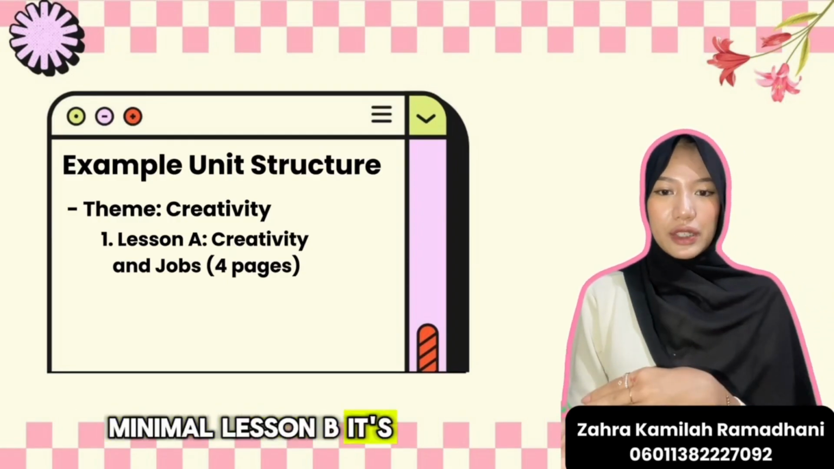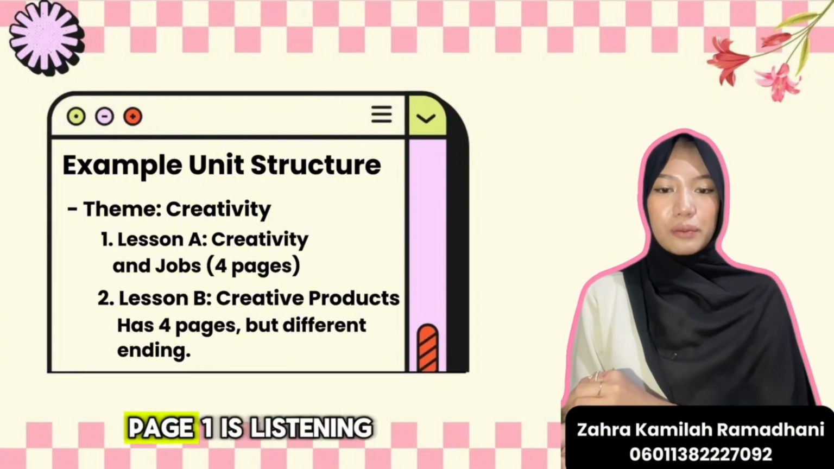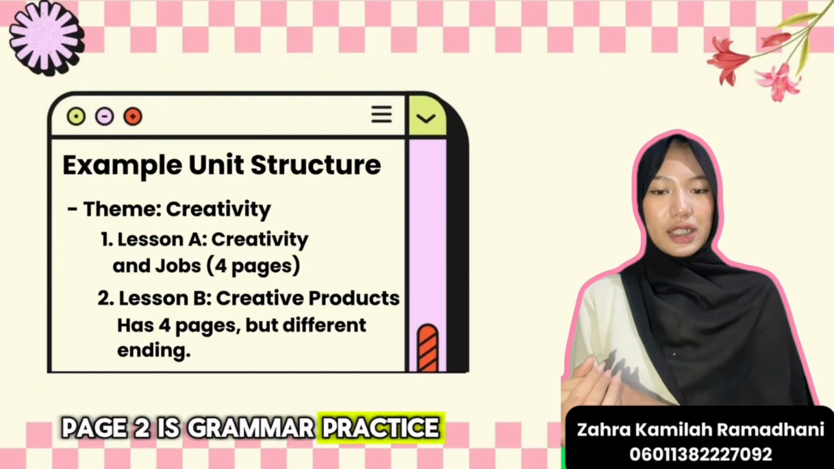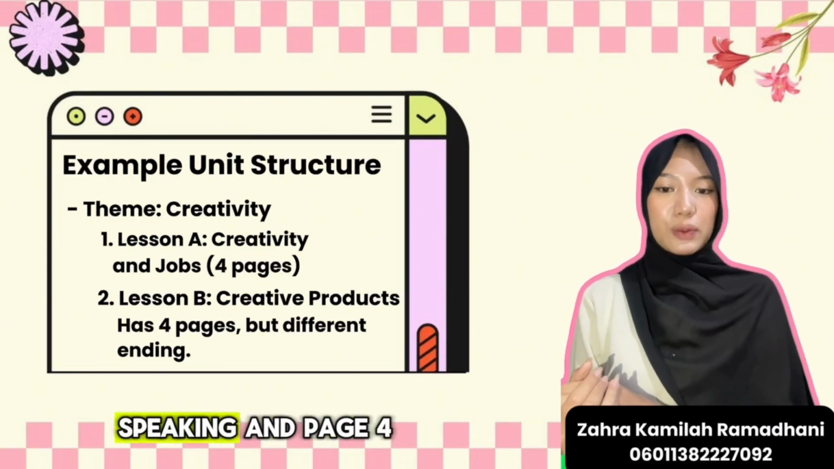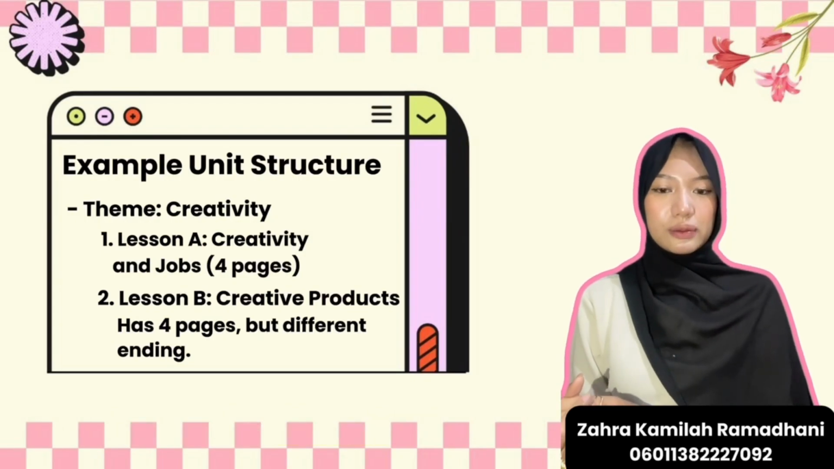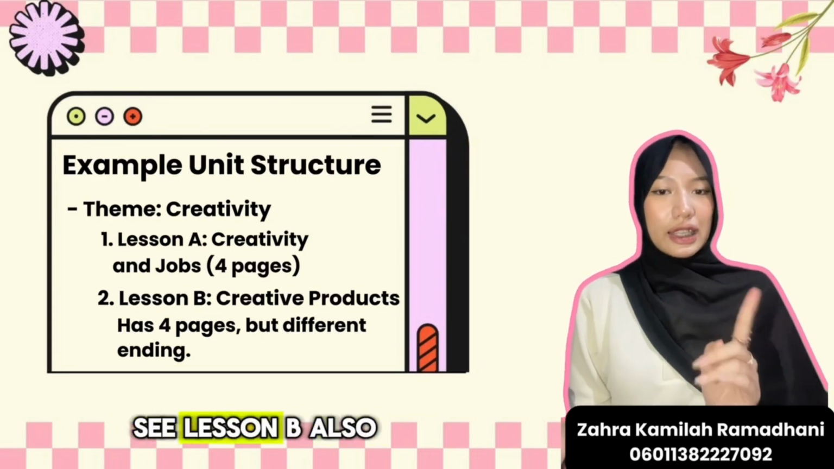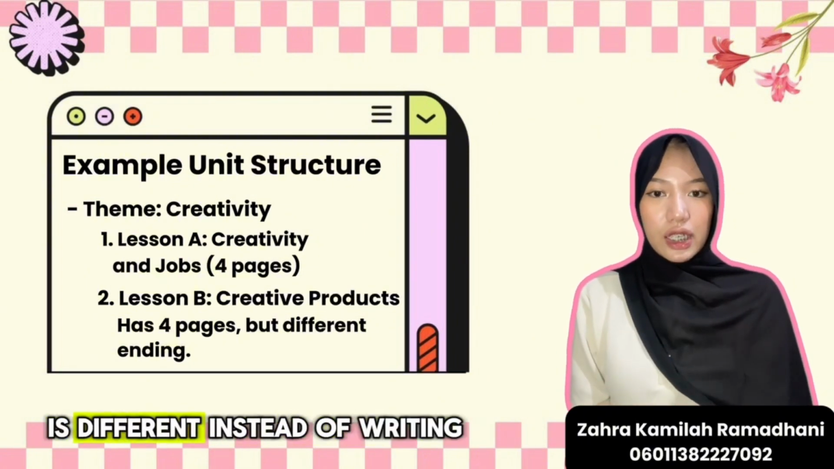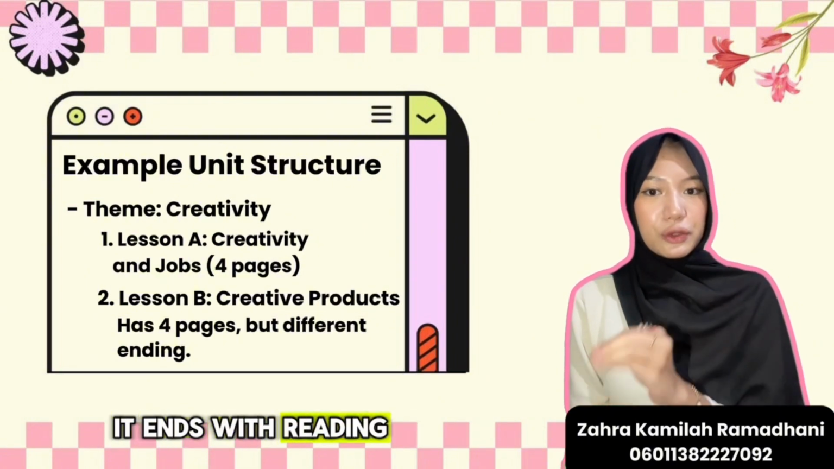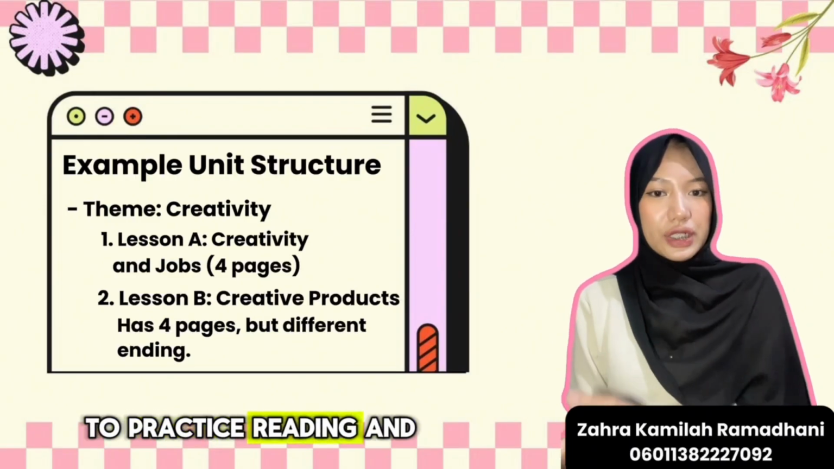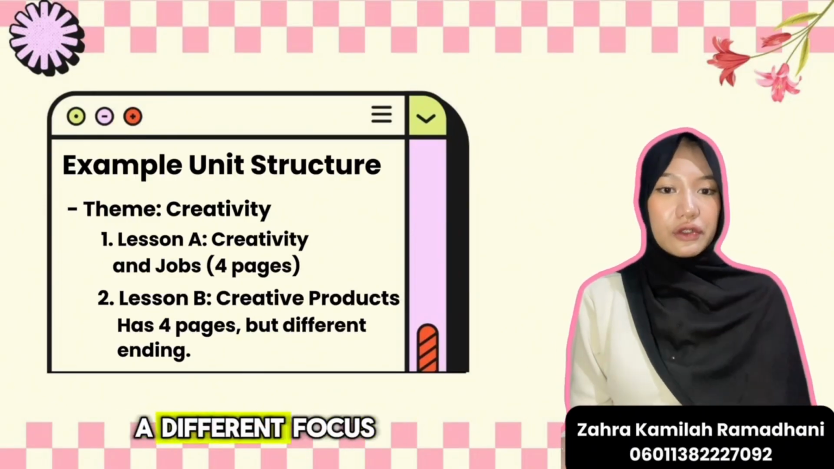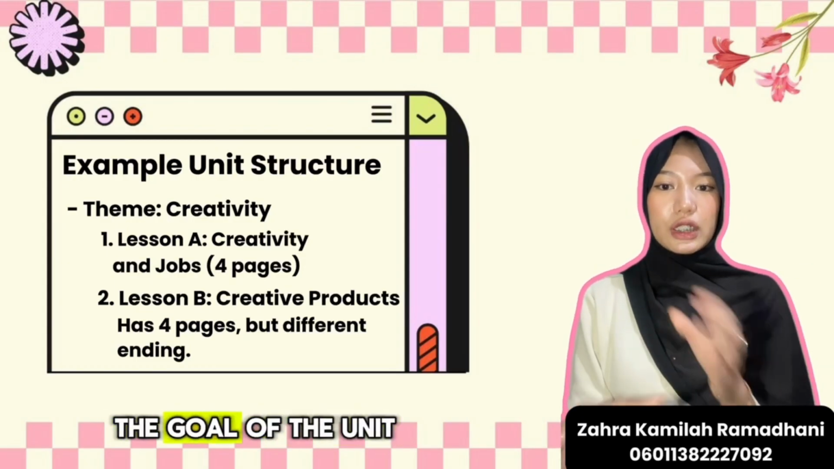Meanwhile, lesson B is about creative products. Page 1 is listening and speaking, page 2 is grammar practice, page 3 is listening and speaking, and page 4 is reading and discussions. So as we can see, lesson B also has 4 parts, but the last focus is different. Instead of writing, it ends with reading and discussions to practice reading and sharing ideas. Here we can see that each page has a different focus, but they all support the goal of the unit.